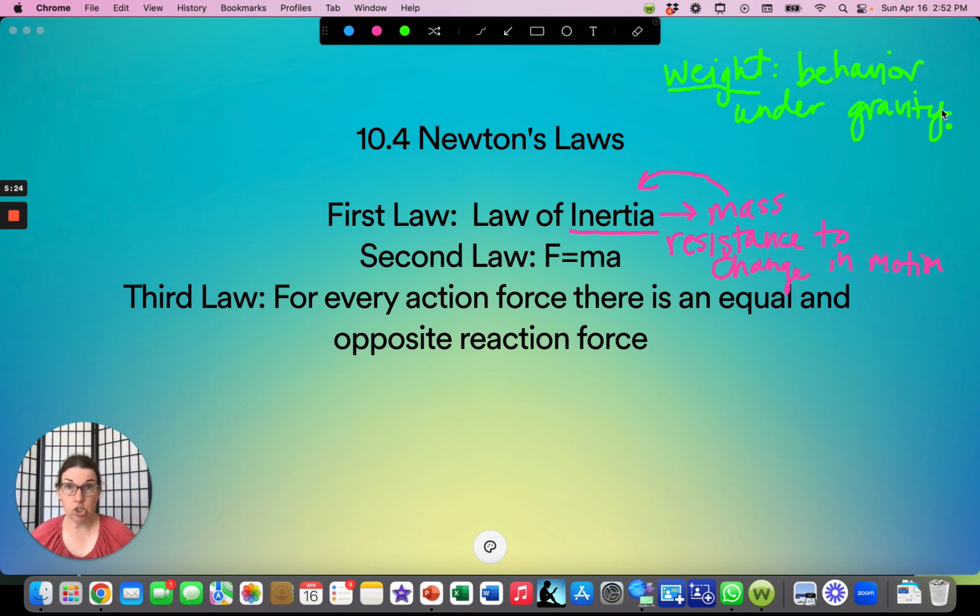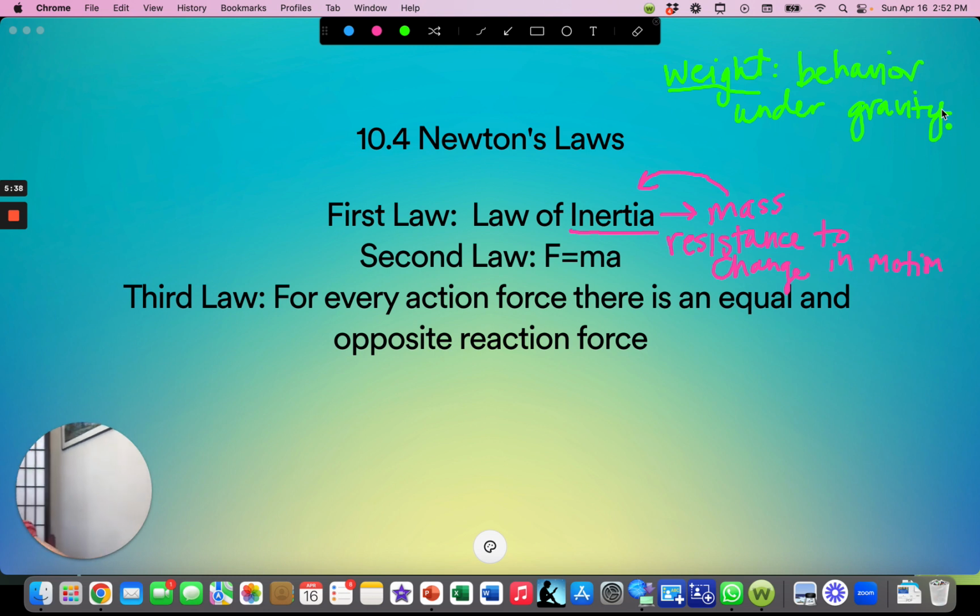I am sitting on this chair, I'm putting a force on the chair, and the chair is putting a force on me. If I lean over here and touch this wall, I'm putting a force on the wall, but the wall is also putting the equal and opposite force back on me. If it weren't, I would fall into the next room.